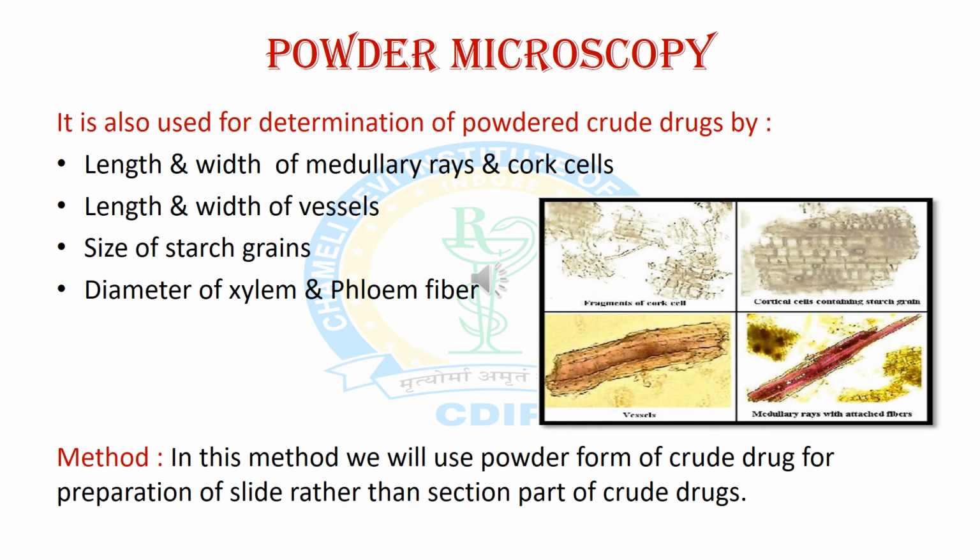Another method for microscopic evaluation of crude drug is powder microscopy. This method is useful for determination of powder crude drug by length and width of medullary rays and vessels, length and width of vessels, size of starch grains, and diameter of xylem and phloem fibers. What is the method for powder microscopy? In this method, we will use powder form of crude drugs for preparation of slides rather than section part of crude drugs.